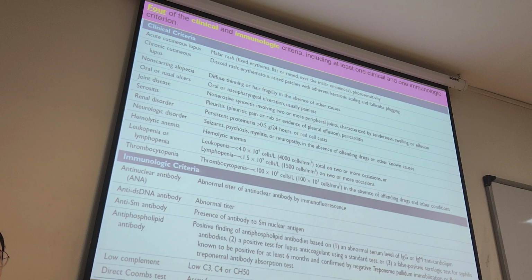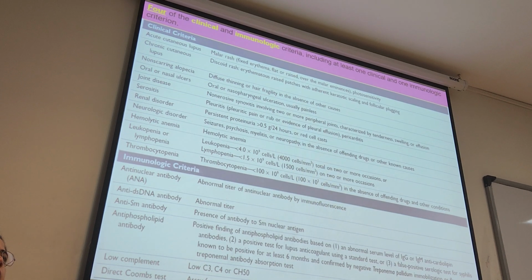So, these are the immunology criteria. What are the immunology criteria? Somebody tell me. Which antibodies? Anti-double stranded DNA, Sm, and also complement proteins, complement factors. And also we have a positive direct Coombs test.